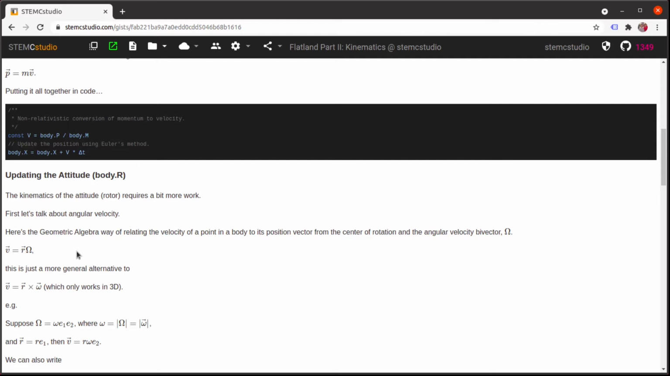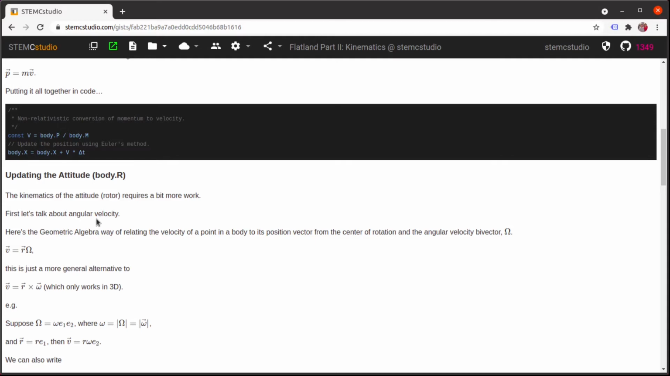Let's go on to the attitude, okay? So the attitude of the body, recall, is this body dot R, and the attitude is another way in 2 dimensions of saying what's the angle that the body gets rotated through from what's called its standard configuration, which is its unrotated position, to where it currently is, okay? And before we talk about this, we need to talk a little bit about angular velocity.